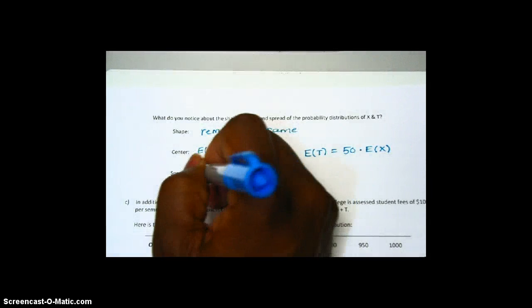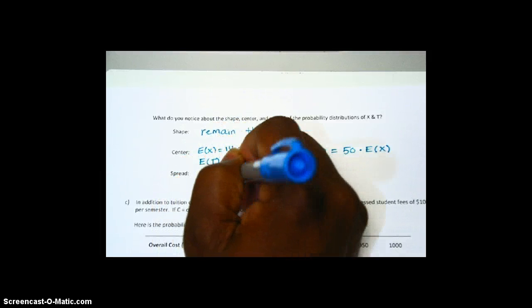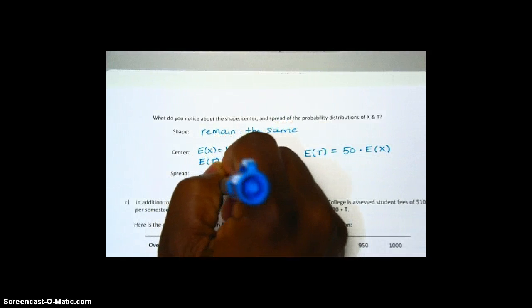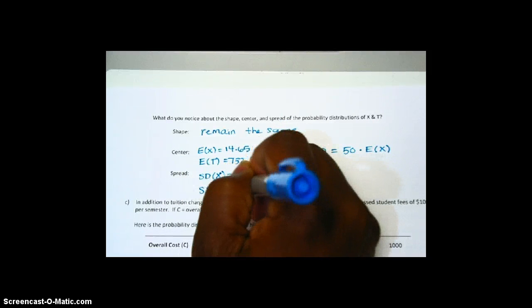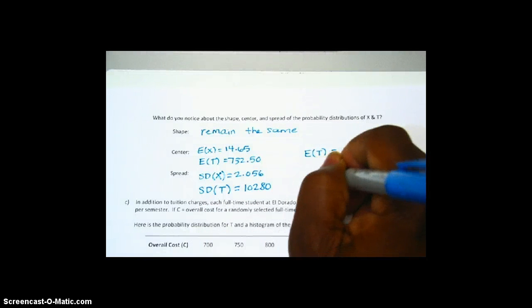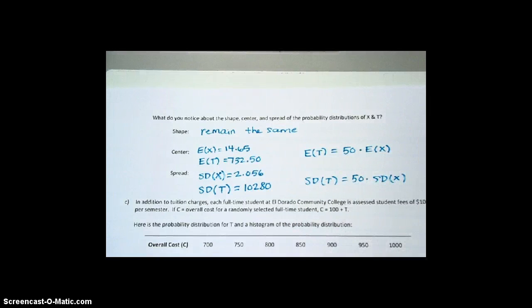You'll also notice that the spread, the standard deviation of x, was 2.056, but the standard deviation of t was 102.80. So you'll find that the standard deviation of t was 50 times the standard deviation of x, which tells me that when I multiply every value of a random variable by the same constant, the standard deviation changes by that factor as well.